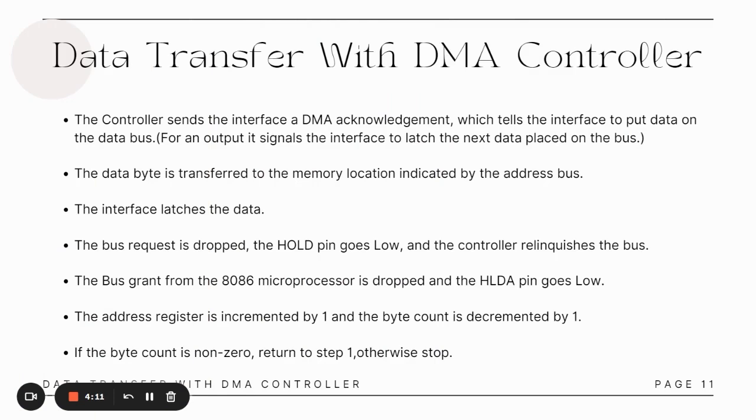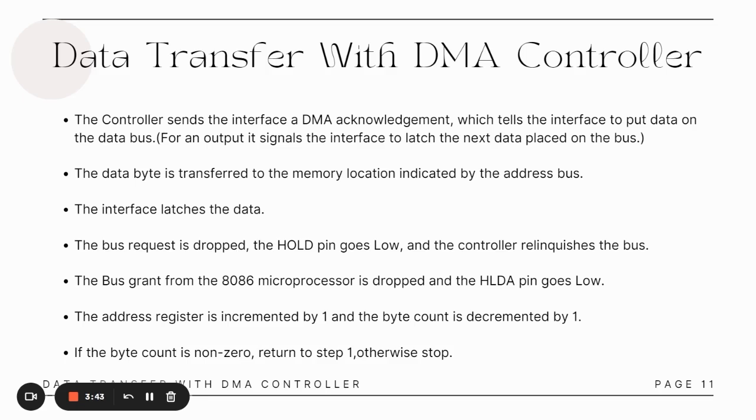Then it is followed by the controller sending the interface a DMA acknowledgement, which tells the interface to put data on the data bus. For an output, it signals the interface to latch the next data placed on the bus. The data byte is transferred to the memory location indicated by the address bus. The interface latches the data. The bus request is dropped, the hold pin goes low, and the controller relinquishes the bus.